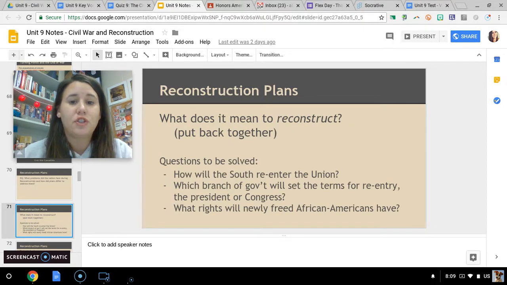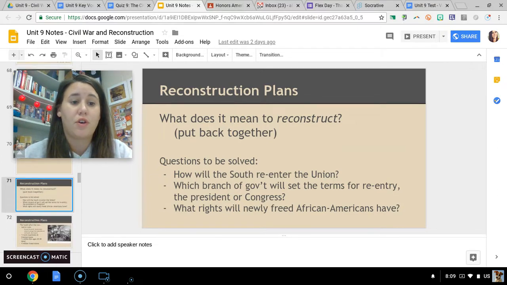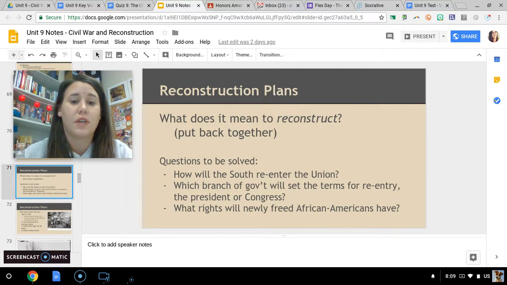So first of all, to reconstruct means to put back together, and that is what we are going to be doing as a nation during this period following the Civil War, putting the nation back together politically, but also reconstructing the South, where we know from the war there was incredible damage. Some of the questions to be solved: how will the South re-enter the Union? What branch of government will set the terms for re-entry, the president or Congress? And what rights will newly freed African Americans have? Just like secession, obviously the Constitution didn't lay out a process for reuniting the country. So these are questions that we have to come together and answer.